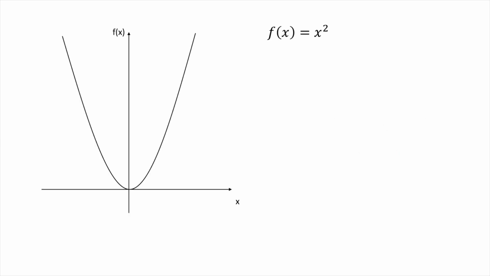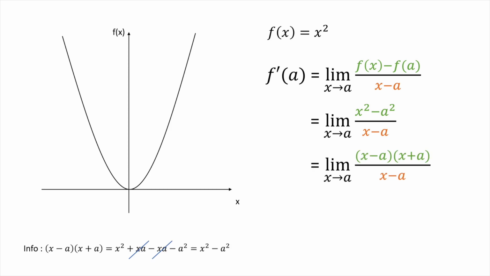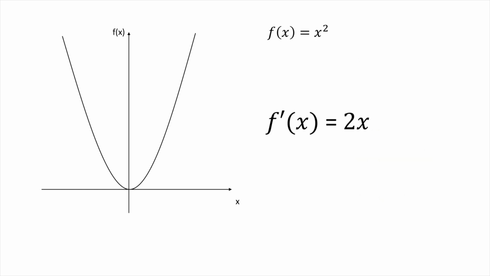Take for example the function f of x equals x squared and apply the formula. f of x is our function and f of a is our function replacing x by a. We know that x squared minus a squared is the same as x minus a multiplied by x plus a. The x minus a simplifies and it remains x plus a. Finally, let's bring x closer to a, or replace x with a. This becomes 2a. So the derivative, or slope, of x squared is 2x.